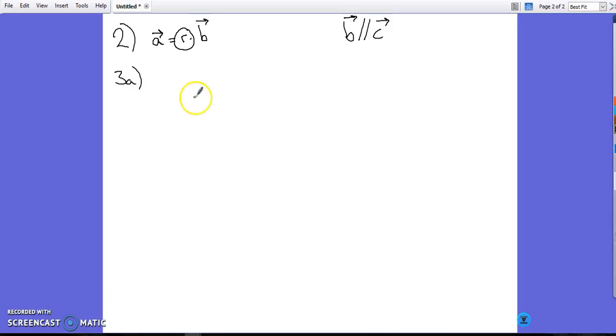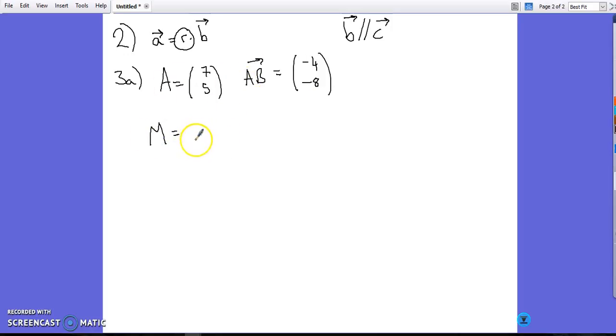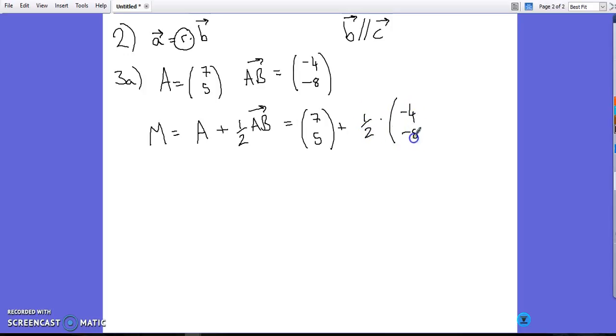In part 3, you're asked to find the midpoint of the line AB if a is equal to 7, 5, and the vector from a to b is equal to -4, -8. So the midpoint of this line AB would be our start point. Endpoint is start point plus instructions. Now I don't want to go all the way to b, so I don't want the whole vector. I just want half of the vector a to b. So I have 7, 5 plus a half times negative 4, negative 8.